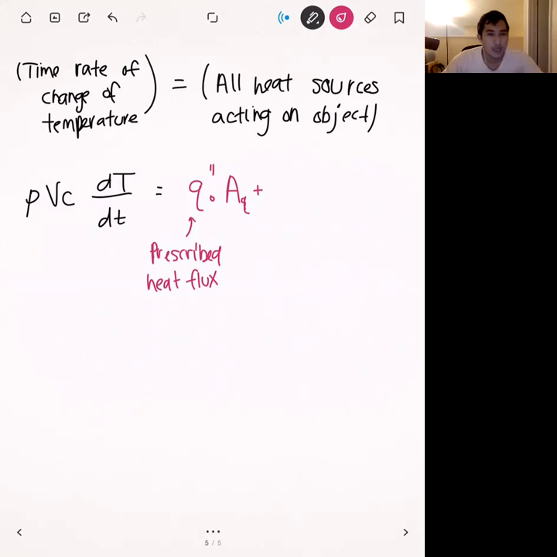Usually when you prescribe a heat flux onto something, you're not prescribing it over the entire surface area. You're only prescribing it on a small section of the object. Again, think of our pan. When you put a frying pan onto a stove, it's only going to be heated from the place where it's in contact with the stove. In that situation, you would plug in maybe the surface area of the bottom of your pan for AQ.